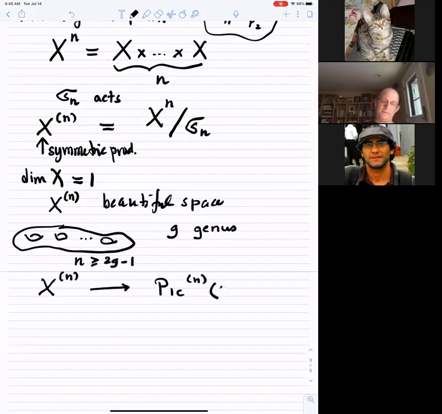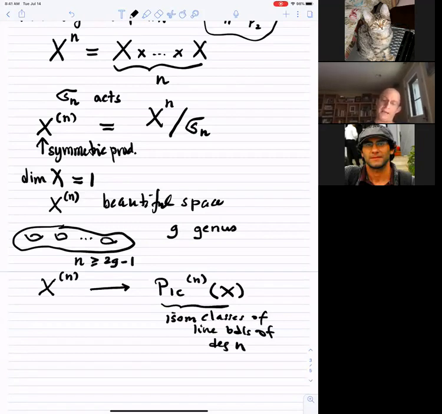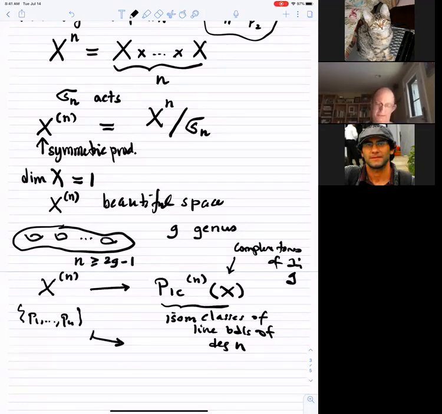Now what is the Picard variety? The Picard variety is the variety that parameterizes isomorphism classes of line bundles of degree n. This is actually a complex torus of dimension g. And there's a very nice map: if you have a set of points p1, ..., pn, possibly with repetitions, you send that to the line bundle that you get by looking at the sum of these pi's.